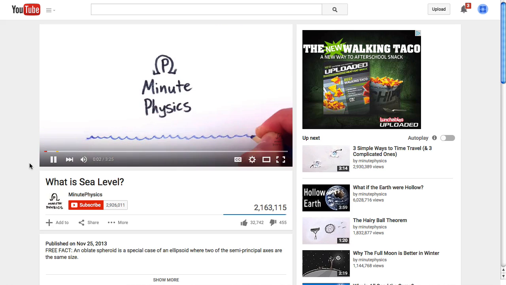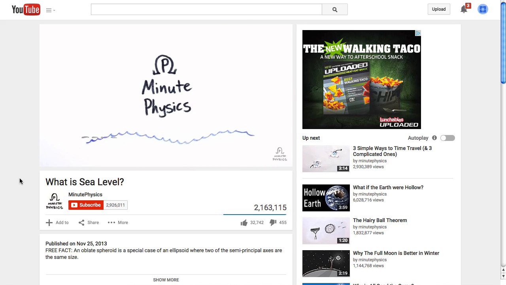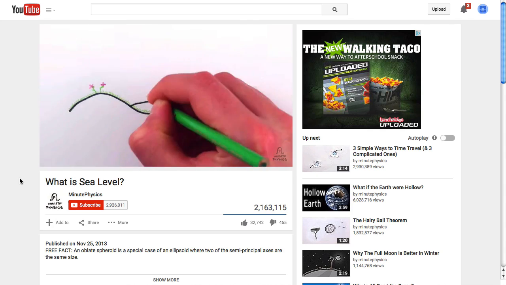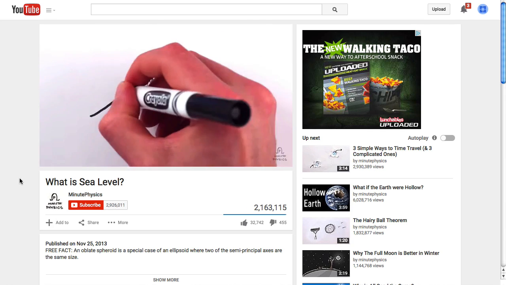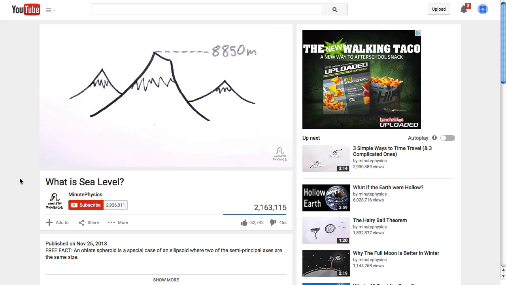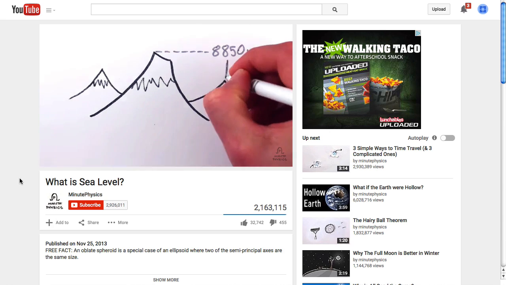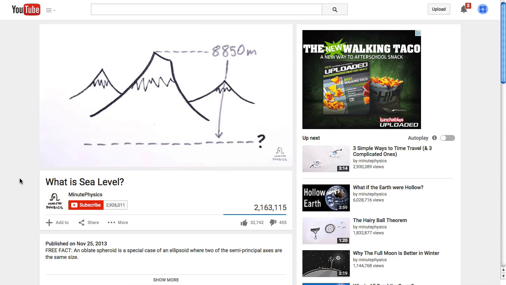Sea level seems like a pretty easy concept, right? You just measure the average level of the oceans and that's that. But what about parts of the Earth where there aren't oceans? For example, when we say that Mount Everest is 8,850 meters above sea level, how do we know what sea level would be beneath Mount Everest since there's no sea for hundreds of kilometers?